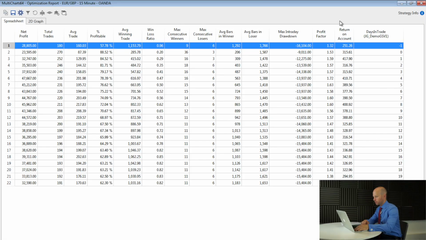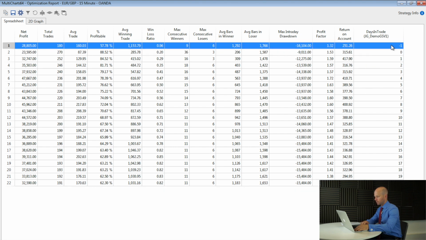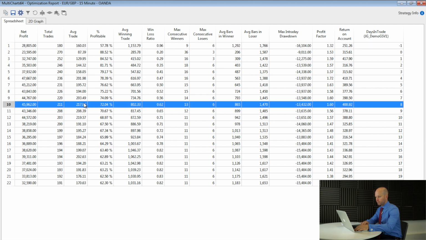So here's the optimization report, and I've used a day delay from 0 through to 20. -1 isn't using this exit whatsoever. -1 uses the stop and reverse exit that we've already seen. Looking down these results, I like the results from using a day delay of 8. So we're saying, let's stay in the trade for 8 days and then start looking at 16:45 every day. Are we in profit? If we're in profit, then we get out. If we're not, we stay in the trade and have a look the next day at 16:45.